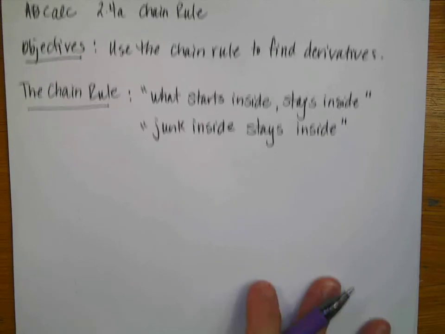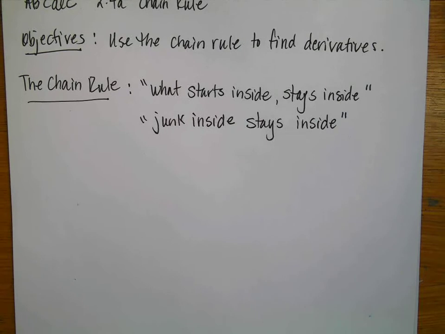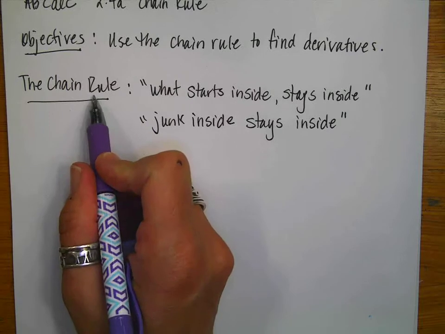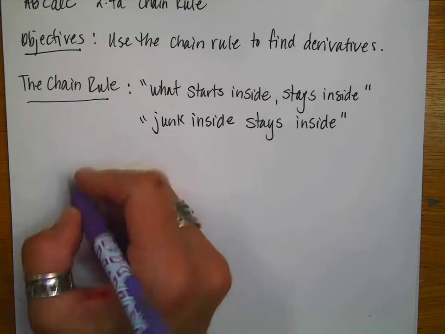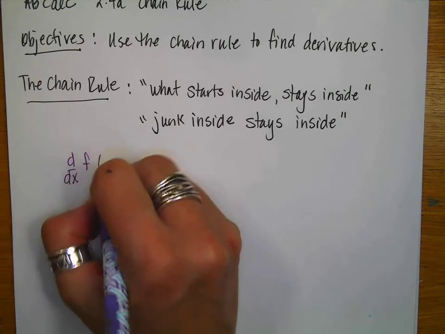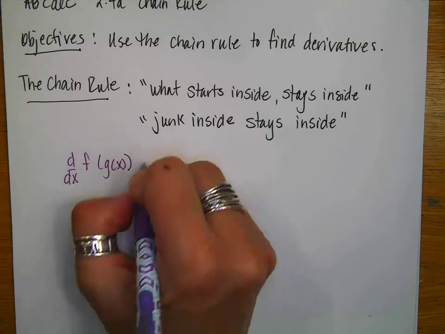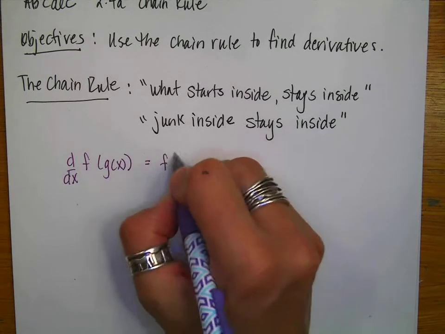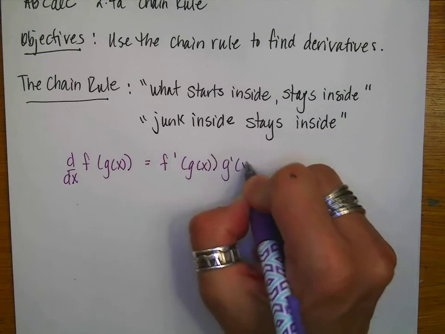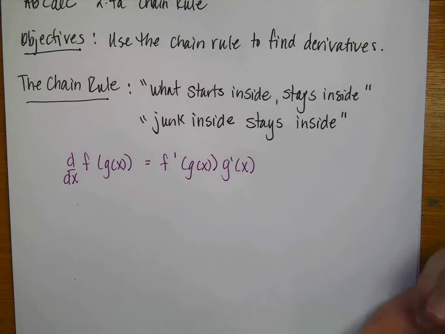So I have heard this explained lots of different ways. Some people will say what starts inside stays inside, and then other people have said the junk inside stays inside. So let me illustrate what that means. The chain rule is used when I have things attached to the function or I have a composition. So let's say I have a derivative of f of g of x, then that is f prime of g of x, and then times g prime of x, okay?